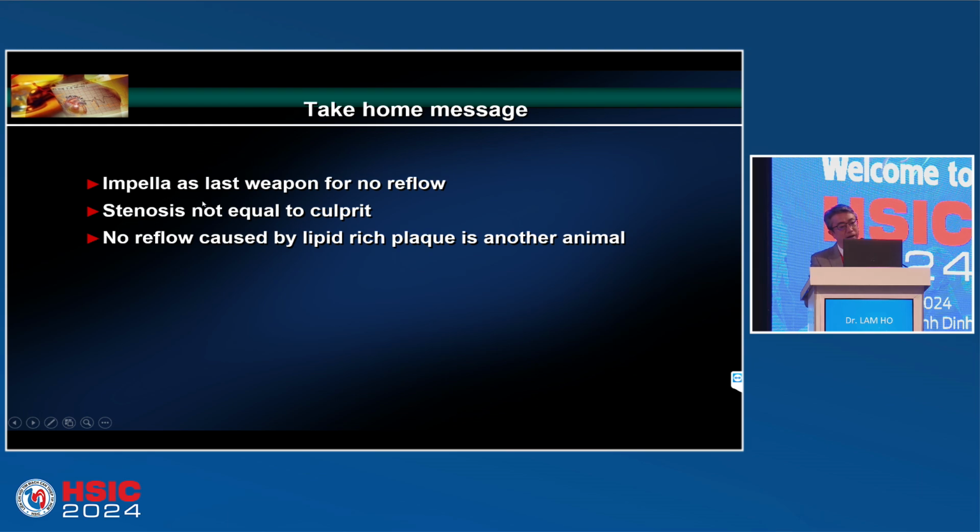Impella can be the last weapon for no-reflow. Stenosis is not equal to the hot culprit lesion. The most narrow part may not be the culprit. Be careful, no-reflow caused by a lipid-rich plaque is another animal. It's different from the story you see before. Okay.